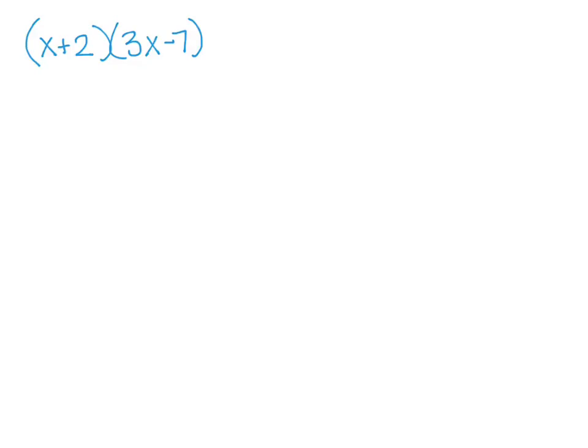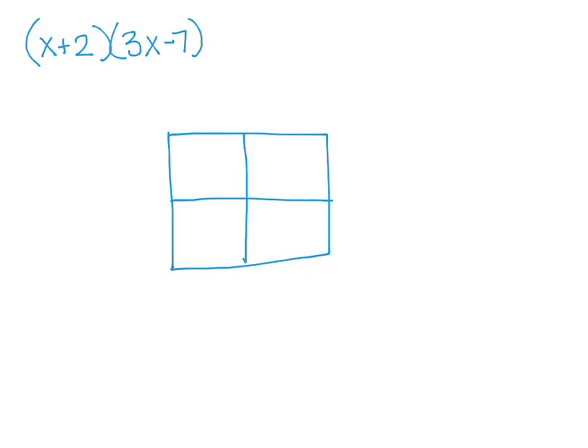So if I have x plus 2 times 3x minus 7, there's a few different ways we can do this. I'm going to do this using a box method. So I'm going to draw this box, and then on the top and the side, I am going to put each of the terms from each of these binomials. So I'm going to put an x on top plus 2. On the side, I'm going to put 3x minus 7.